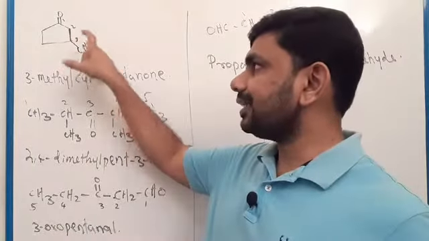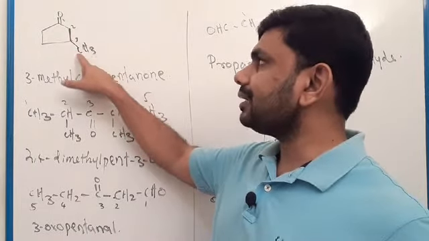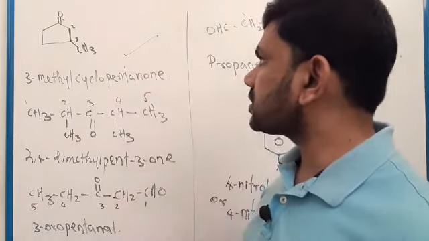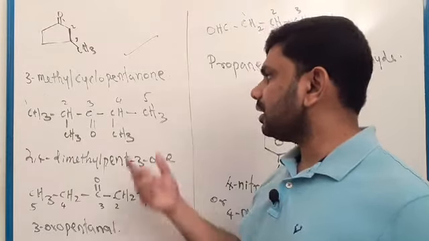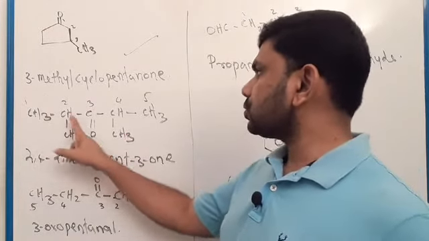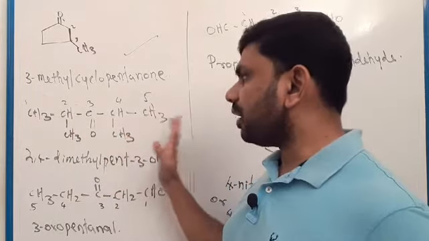Pentanone, not aldehyde, it is ketone, 3-methylcyclopentanone. Okay, this is the name of this ketone. Next one, here this is also a ketone. Okay, here 1, 2, 3, 4, 5 carbon.